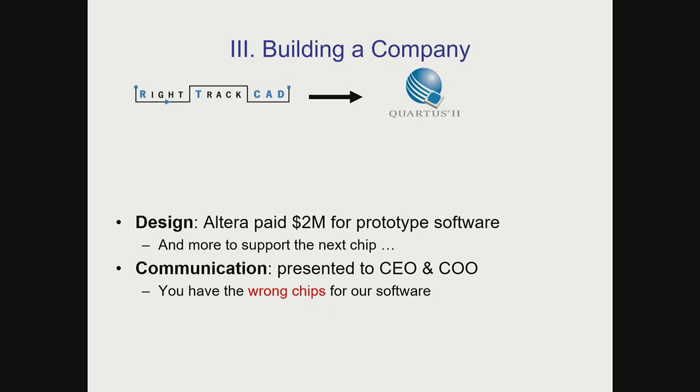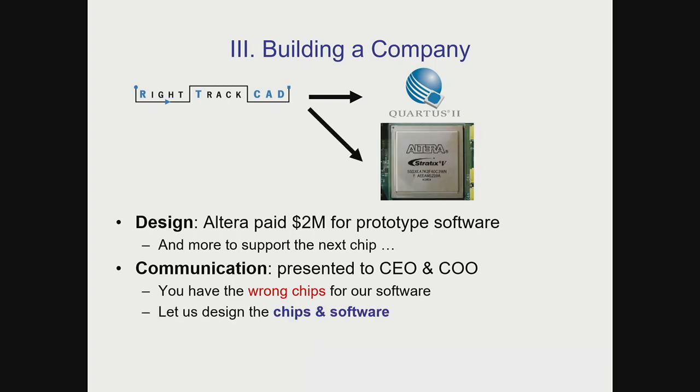And at that point, they wanted us immediately to move on to the next generation chip, because they felt this was very important. And that showed us something. This has a lot of value to them. So we pitched to their CEO and COO, well, we can make software for your next chip, but the chips you're building are not really the best chips for our software. You should let us design your next generation chip, and we'll design the software to go with it, and that's going to work much better.